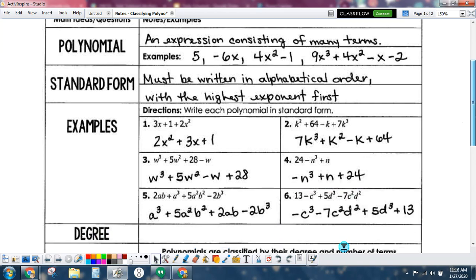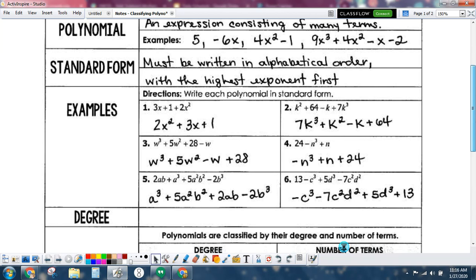For 6, you should have had negative c to the third minus 7c squared d to the second plus 5d to the third plus 13.